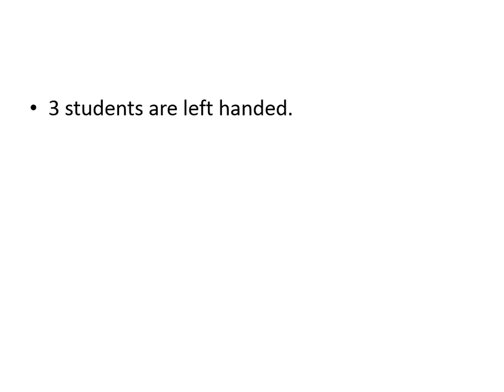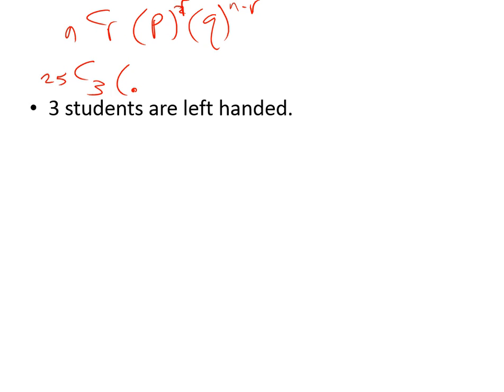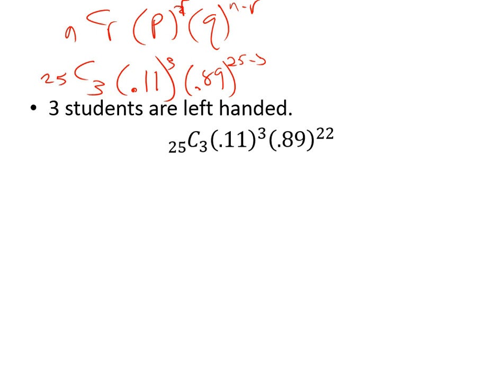So 3 students left-handed. Our binomial distribution is nCr times p to the r, and then q to the n minus r, where q is 1 minus p. We have 25 students, so that's going to be our n. Our r is 3, and our p, 11% are left-handed, so it would be 0.11 to the third, 0.89 to the 25 minus 3. And so we see that's our setup.